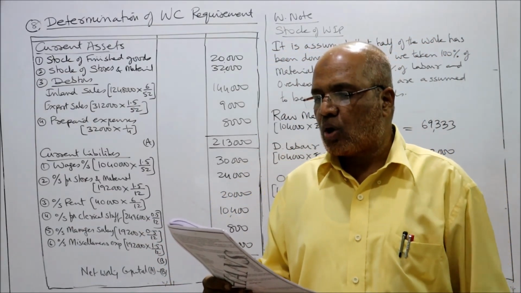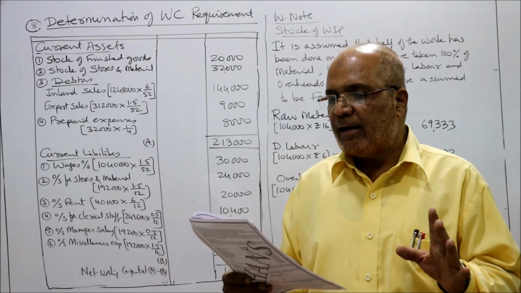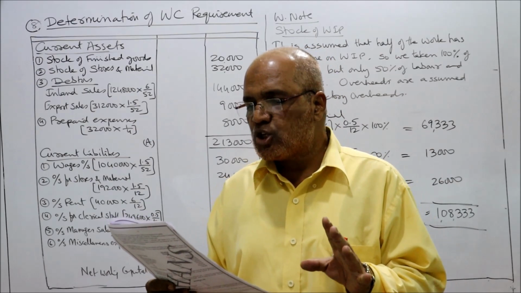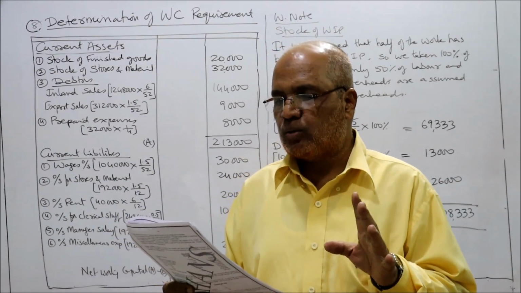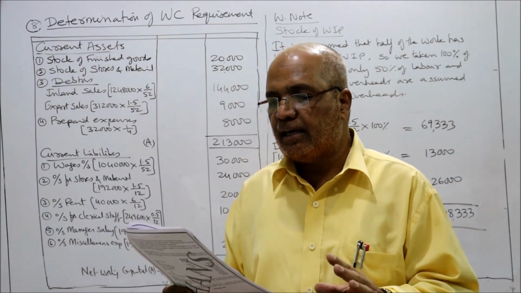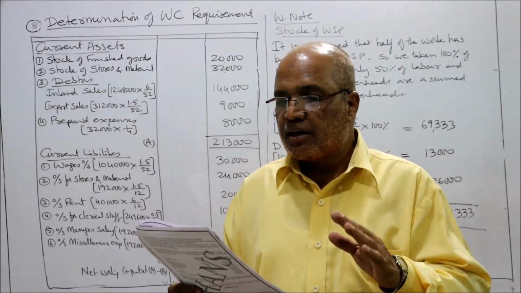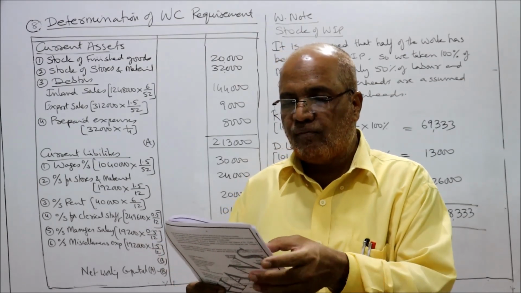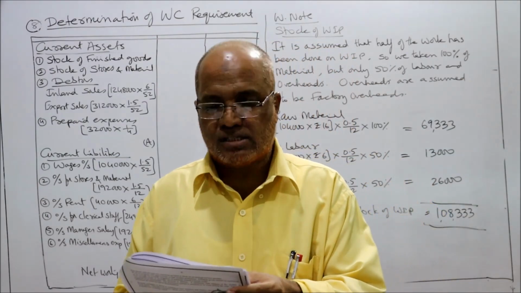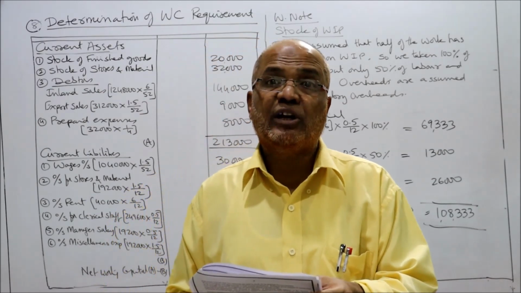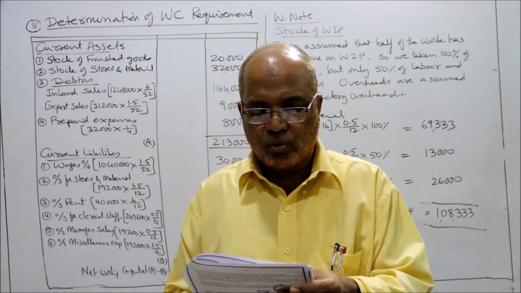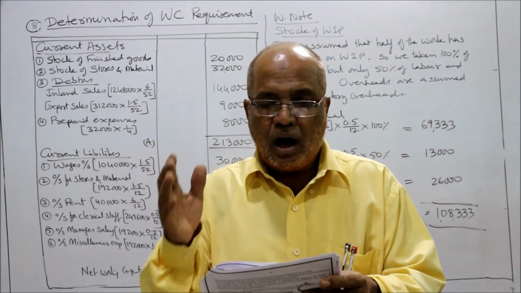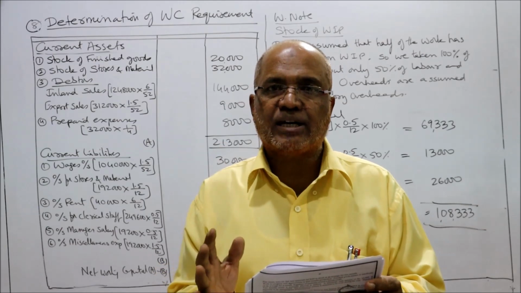The following further particulars are available. Raw material in stock on an average 1 month. Materials in process on an average 1 month, WIP. Finished goods on an average 1 month, 1 by 12. Credit allowed by supplier, creditors 1 month. Credit allowed to debtors 2 months, 2 by 12. Lag in payment of wages, outstanding wages 2 weeks, 2 by 52. Lag in payment of overheads 1 month, 1 by 12. Half of the output is sold against cash.